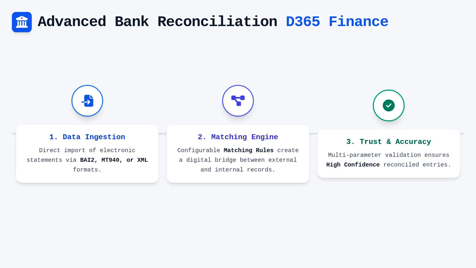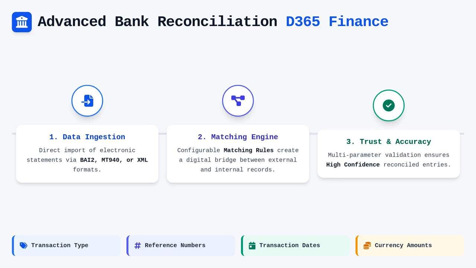These matching rules can evaluate criteria such as transaction type, specific reference numbers, transaction dates, and precise currency amounts. When multiple parameters must align before a match is considered valid, the system provides a high level of confidence that the reconciled entries are accurate and trustworthy.